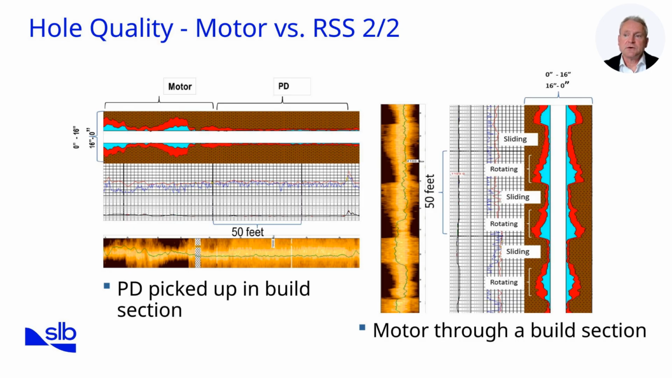Operationally, this means fewer reaming runs, improved casing placement, and reduced risk of mechanical sticking. The interpretation is that RSS enables long lateral wells with lower drag, better hole cleaning, and improved bit performance. From a cost perspective, the smoother hole means fewer trips.